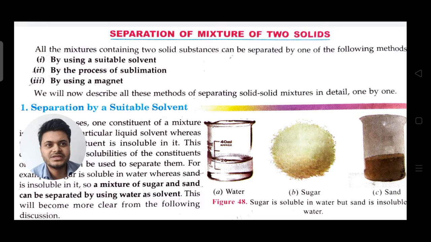Let's start with the separation of a mixture of two solids. Here you can see on top three different processes are there. First is by using a suitable solvent. Second is by the process of sublimation. Third is by using a magnet. In this video lecture I'll discuss point 1 and point 3, that is by using a suitable solvent and by using a magnet, and point 2, the process of sublimation, we will take in the next class.